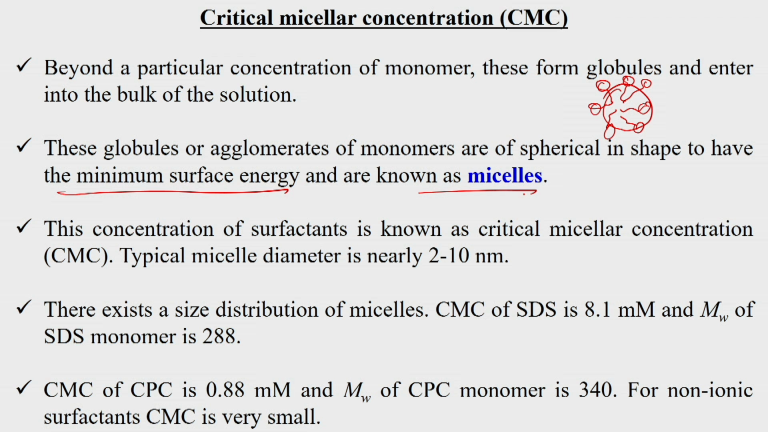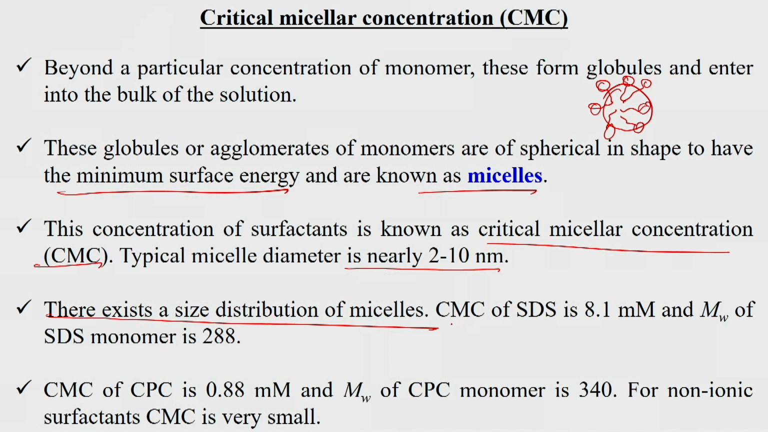Many micelles will be formed when the surfactant is dissolved above its critical micellar concentration. This concentration of the surfactant is known as critical micellar concentration, or in brief CMC. Okay. The typical micellar diameter varies from 2 to 10 nanometers depending on the bulkiness of the surfactant bodies. There exists a size distribution of the micelles. It is not that the size of the sphere will always be uniform; it may vary in a wide range.